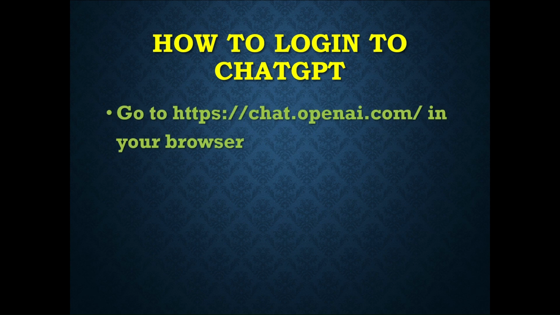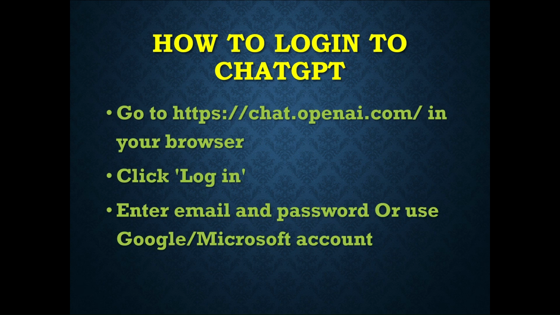How to log into ChatGPT? Go to https://chat.openai.com in your browser. Opening your browser in incognito mode by default is the recommended way. Then click login. Enter your email and password or use your Google or Microsoft account. You can log in there and start chatting instantly. I will show you the demo now.